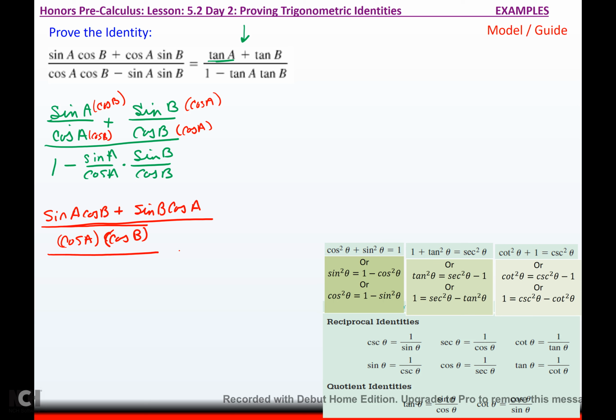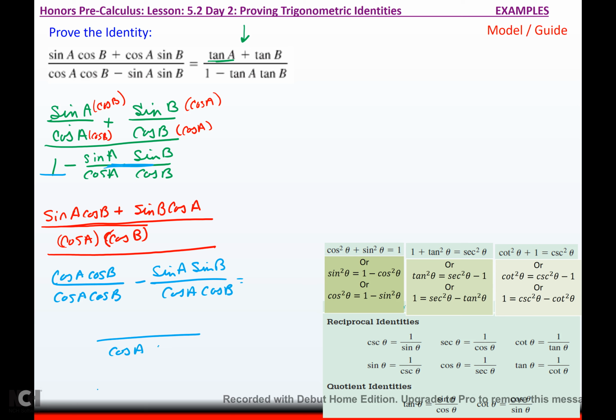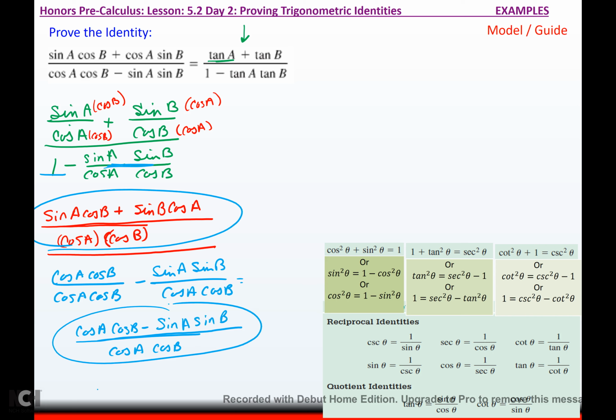Well, on the bottom, now I have to fix the bottom. So I need a common denominator over here of the same thing, which will be cosine A cosine B over cosine A cosine B, that's still 1, minus sine A sine B over cosine A cosine B. So now I can keep that denominator, which is cosine A cosine B. And on top, I have cosine A cosine B minus sine A sine B. So now I have this on top and this on bottom. So I'm going to keep, change, flip.